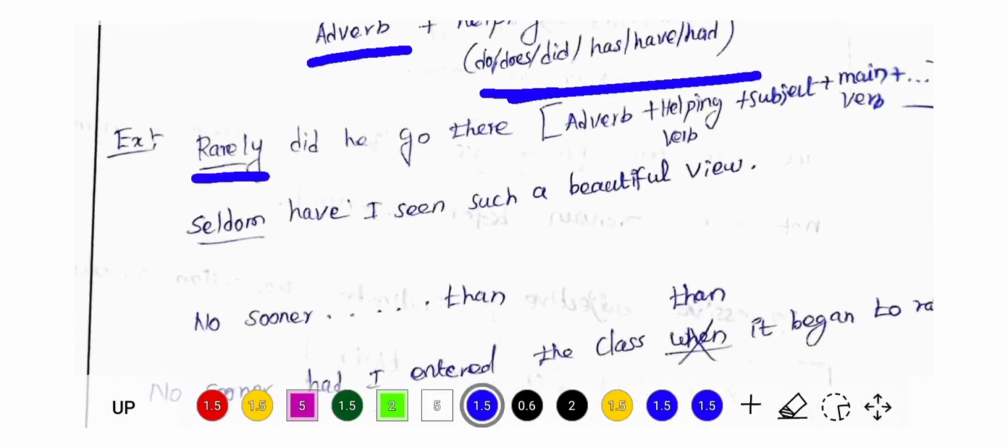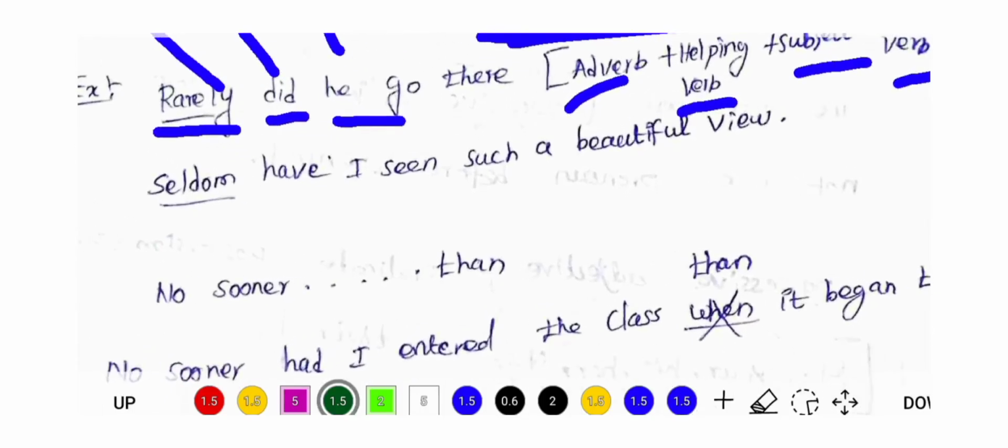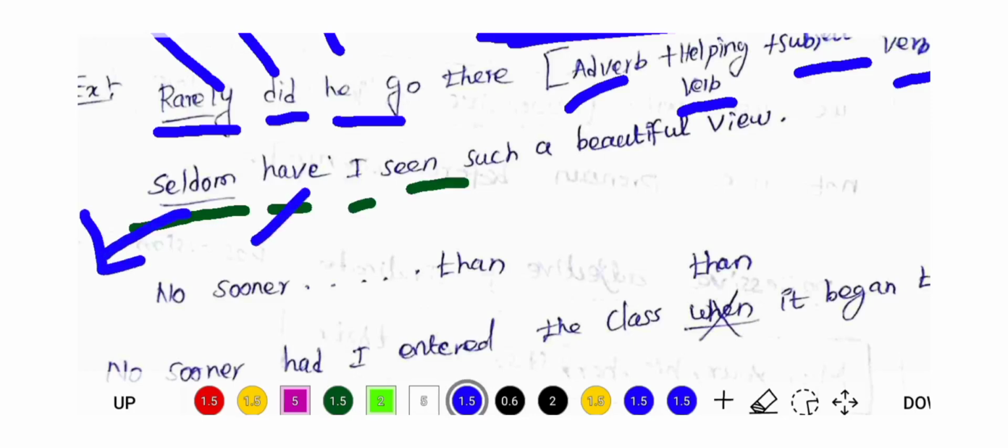Rarely did he. Rarely, adverb; did, helping verb; he, subject. This sentence is correct. Adverb followed by helping verb followed by subject followed by main verb. See this sentence: "Seldom have I seen such a beautiful view." Seldom, adverb; have, helping verb; I, subject; seen, main verb.